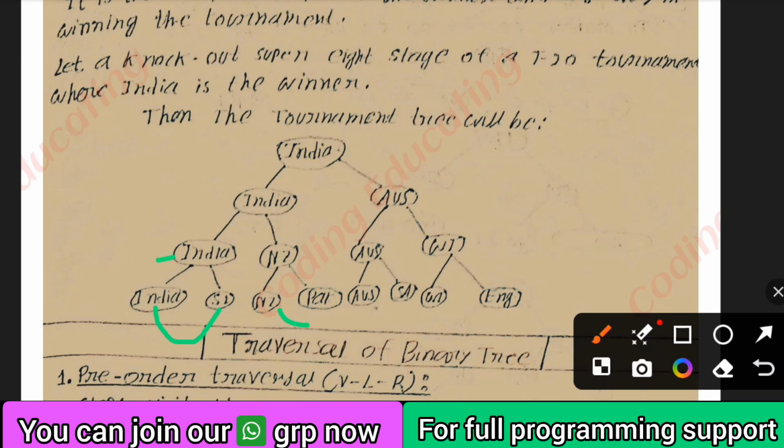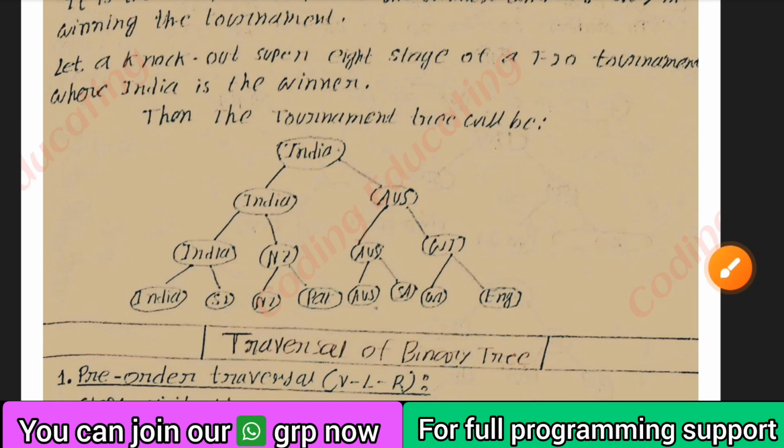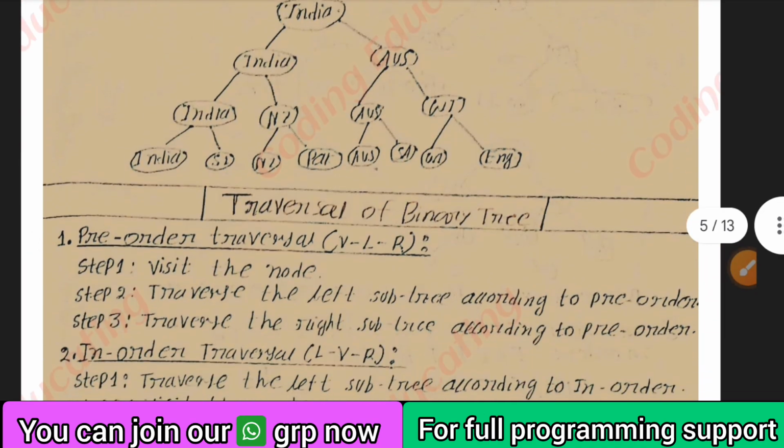After that New Zealand and Pakistan will be in a match, and New Zealand will win, and India and New Zealand will play a match, and after that India will be in the semi-final. And in the same way West Indies and Australia play, and Australia will come to the semi-final, and in the semi-final India and Australia will play, and after that India will win the final. Okay, like that you have to make a selection tree.